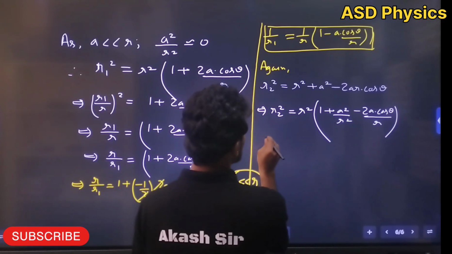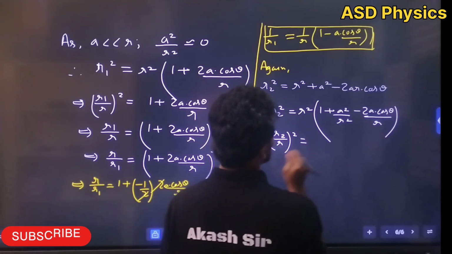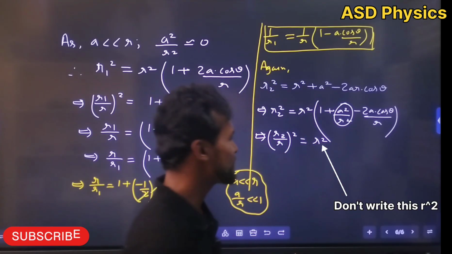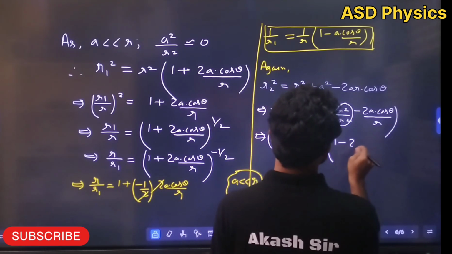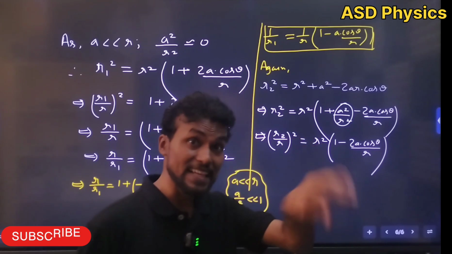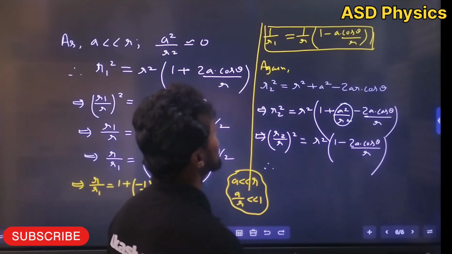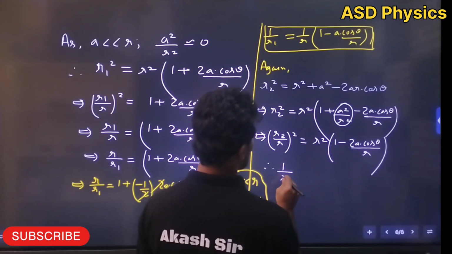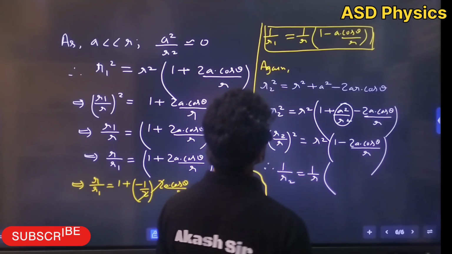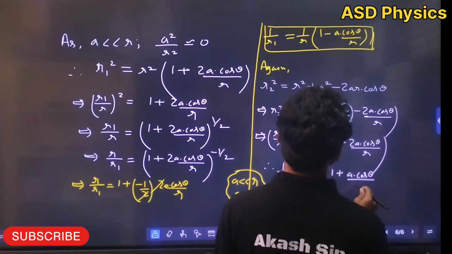Now after that we can write R2 by R whole square is equal to, again A is less than R, so this term will become negligible. So again what will come here? 1 minus 2A cos theta by R. Rest of the things you have to do in a similar way, I am leaving it for you. And if I write the value of 1 by R2, directly I am writing here, by using the same basic, 1 by R times 1 plus A cos theta by R.